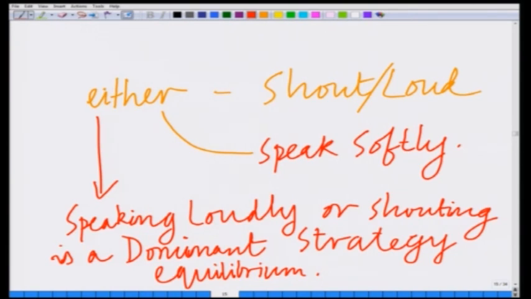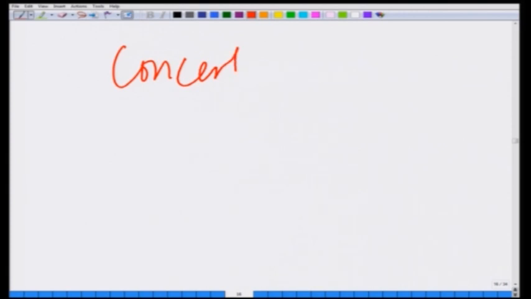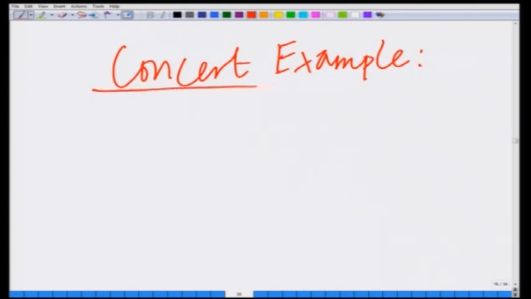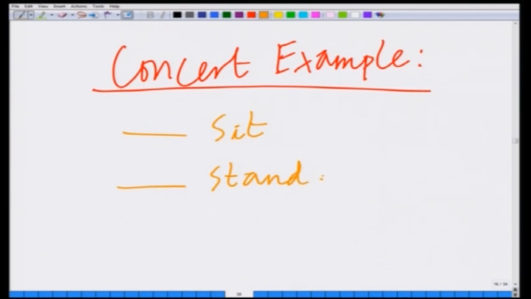Similarly, you can look at another, more common example, where a large number of people are attending a concert, and frequently you find that even though there are chairs in the concert, all the people eventually end up standing. So let us take the example of an open air concert where there are a lot of chairs that people can sit on and enjoy the concert. All people have two actions: either they can sit or they can stand. Now let us try to analyze this in terms of a dominant strategy.